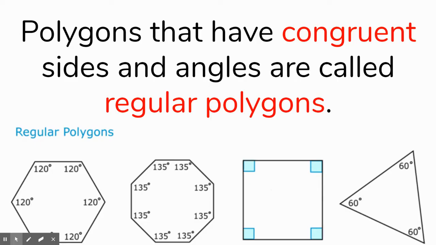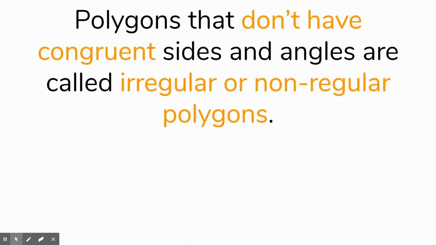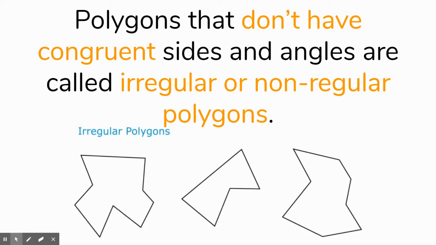Now, the opposite of a regular polygon is called an irregular or a non-regular polygon. And those polygons, if it's irregular, nothing is congruent. The sides aren't congruent, or the angles aren't congruent, or both. So if you look at these three examples here, it's pretty easy to tell that the sides aren't the same, the angles are all different, and irregular polygons usually look kind of funky like this compared to a regular one.